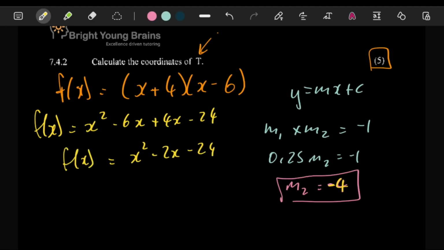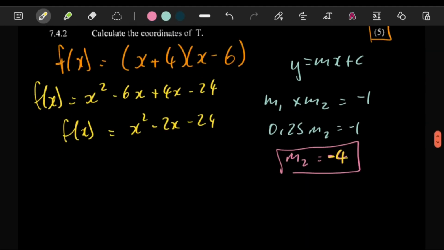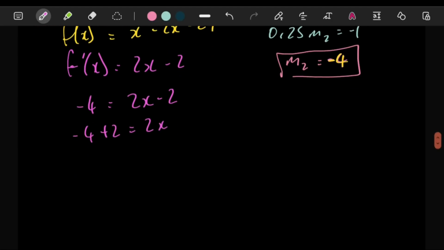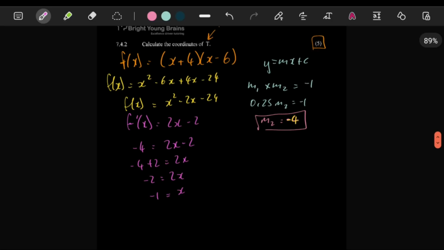And then what do you have here? What you're going to need to do is make the gradient equal to negative 4. So you're going to differentiate to get the gradient equation. After differentiating, you find where the gradient is equal to negative 4. So you need to solve for x here. Negative 4 plus 2, and then negative 2 is equal to 2x. x is equal to negative 1. Okay, it looks like everybody's happy.